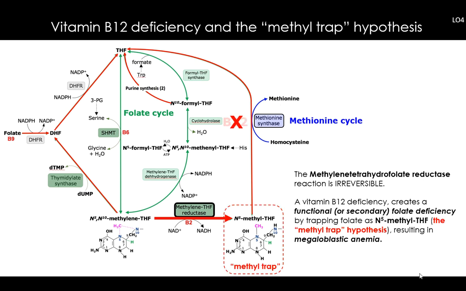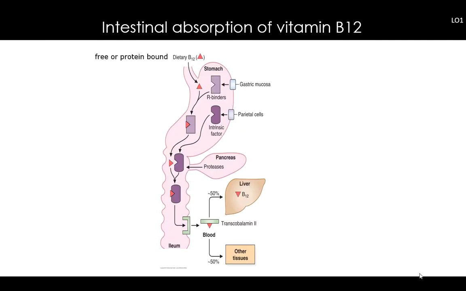In severe vitamin B12 deficiency, N5-methyl-THF is trapped because it cannot be converted back into either N5,N10-methylene-THF or converted into THF by the B12-dependent methionine synthase reaction. Thus, B12 deficiency creates a functional folate deficiency. This is known as the methyl trap hypothesis and illustrates how a severe vitamin B12 deficiency, like folate deficiency, may result in megaloblastic anemia. This slide outlines the intestinal absorption of vitamin B12.